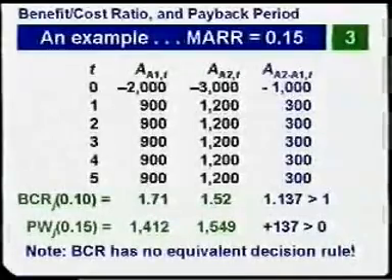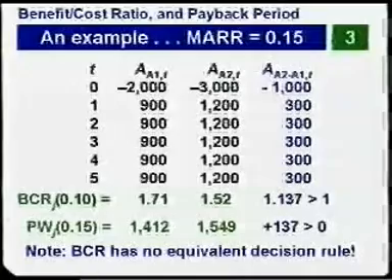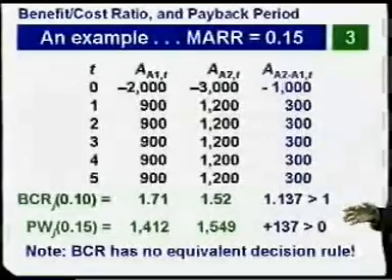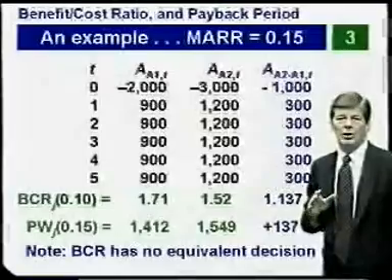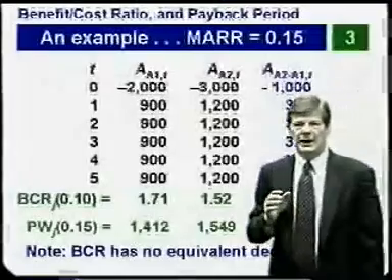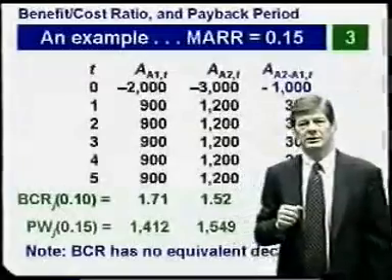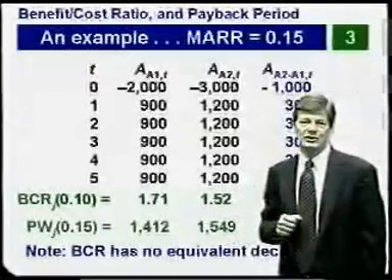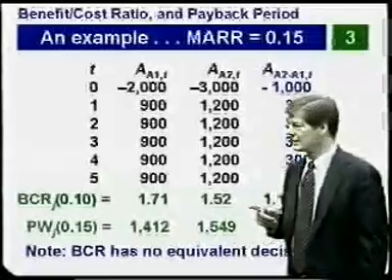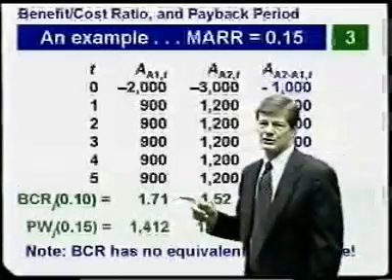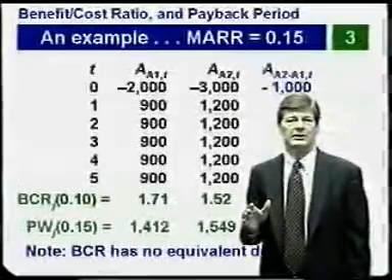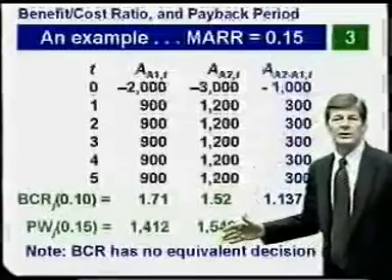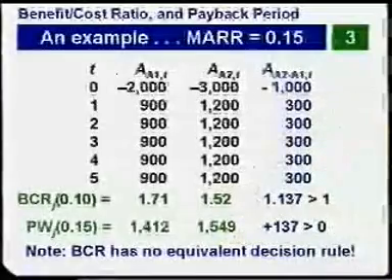The present worth is 137, which is greater than 0, which also says this is an economical course of action. In other words, by doing a proper incremental analysis, both the benefit cost ratio and the present worth decision criterion lead you to the same decision. The problem here is benefit cost ratios, like internal rate of return, are not additive. That is, the benefit cost ratio does not have an equivalent decision rule.